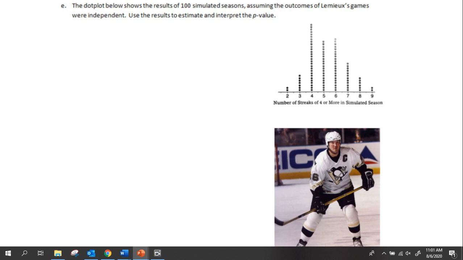Part E says the dot plot below shows the results of 100 simulations, assuming the outcomes of the games were independent. Use the results to estimate and interpret the p-value. So he had 5, so it would be here and up. So our p-value is going to be 63 out of 100, or 63%.